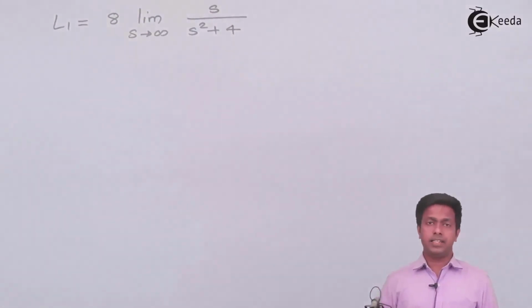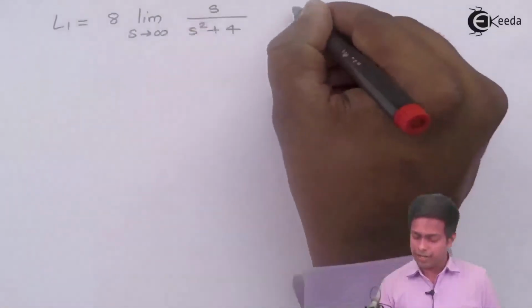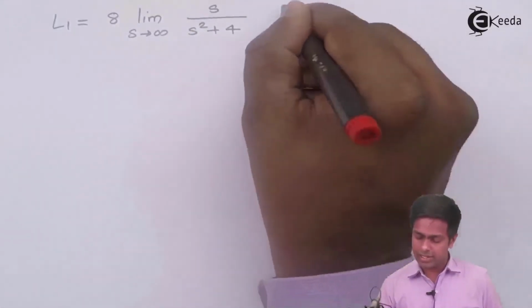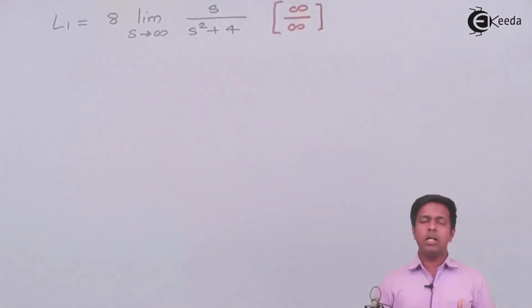Now guys, let's check whether the indeterminate form is eliminated or not. So for that I'll again put s as infinity. So I'll get infinity in the numerator as well as infinity in the denominator. So guys, still we have indeterminate form, that is infinity upon infinity. And if we have indeterminate form, then again I have to apply L'Hopital's rule.